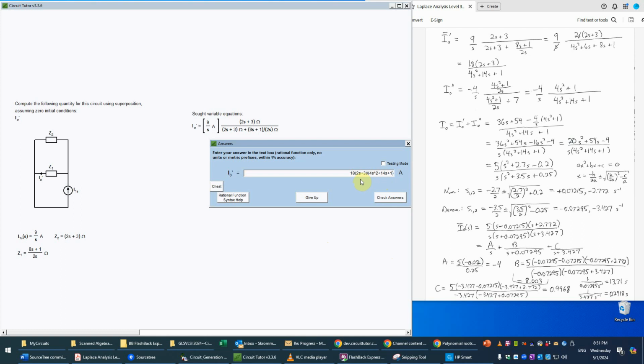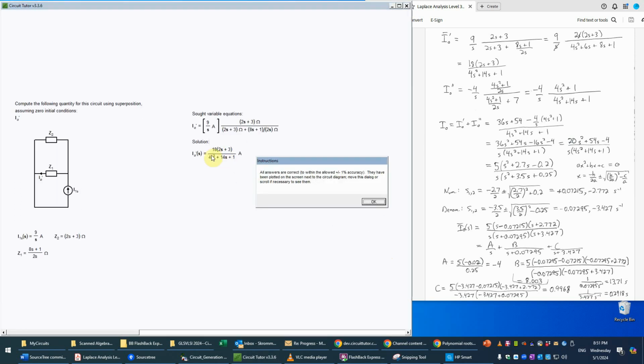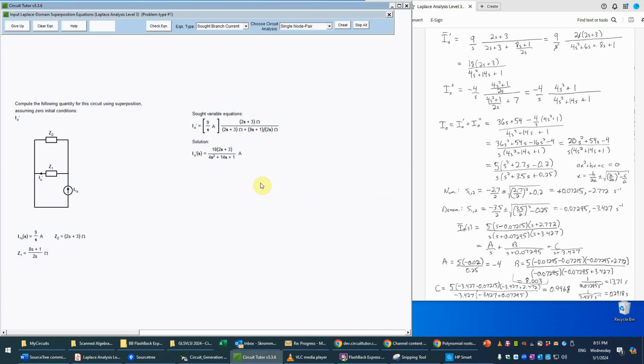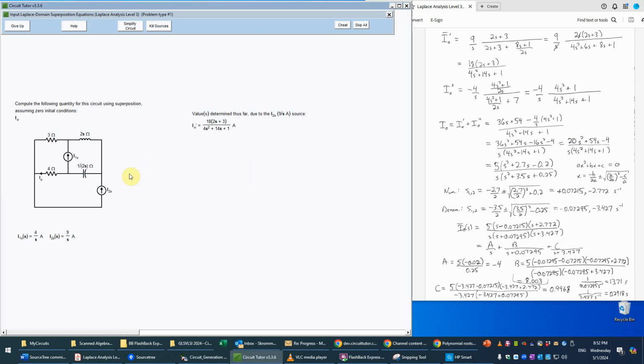So that should be correct, just proofreading it. So we'll check that. And indeed, that was correct. So that's now printed for us. And now, when it finishes registering that, it's going to tell us, okay, we finished analyzing a circuit with one source active. Now we need to analyze the other source.